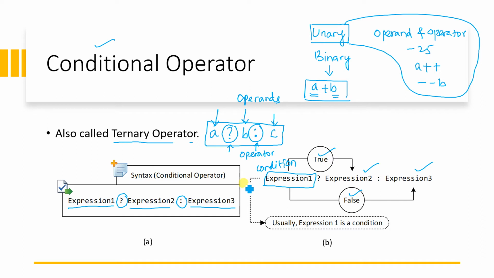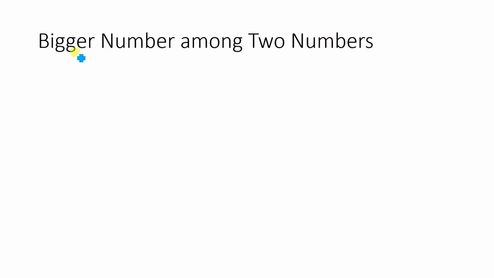The first program we want to discuss is finding the bigger number among two numbers. Suppose you are provided with two numbers, let's say a is equal to 5 and b is equal to 10. Then how do we solve this problem using the conditional operator? We know that in a conditional operator we have to write a condition, then put a question mark, then write an expression, then another expression. Whenever the condition becomes true, the first expression gets executed. When the condition becomes false, the second expression gets executed. So let us write the complete program for that.